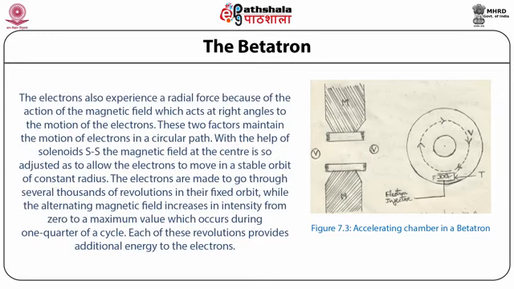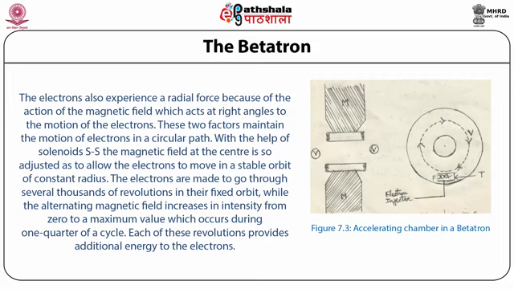The electrons also experience a radial force because of the action of the magnetic field, which acts at right angles to the motion of the electrons. These two factors maintain the motion of electrons in a circular path. With the help of solenoids SS, the magnetic field at the center is so adjusted as to allow the electrons to move in a stable orbit of constant radius.